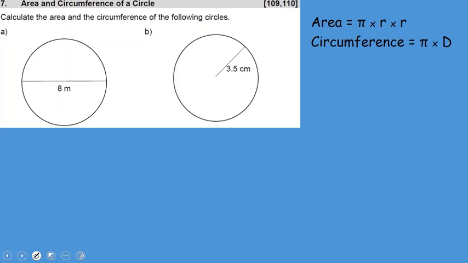So our last one now, area and circumference of a circle. So area is pi r squared, and then circumference is pi times d, pi times the diameter. So a diameter is a line that goes from one side to the other, passing through the center, and our radius is a line going from the center to the side. And obviously a radius is half the size of the diameter.